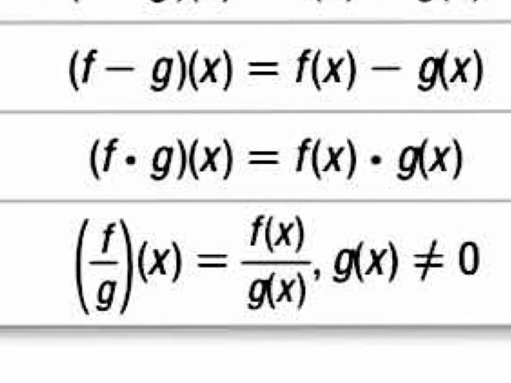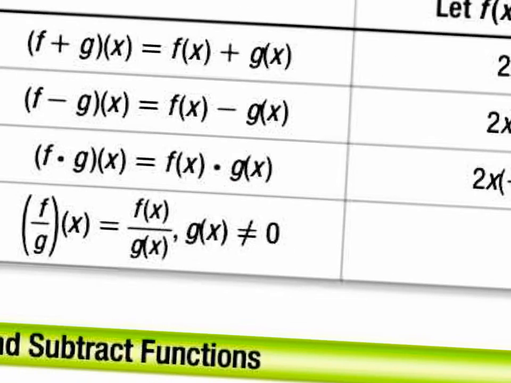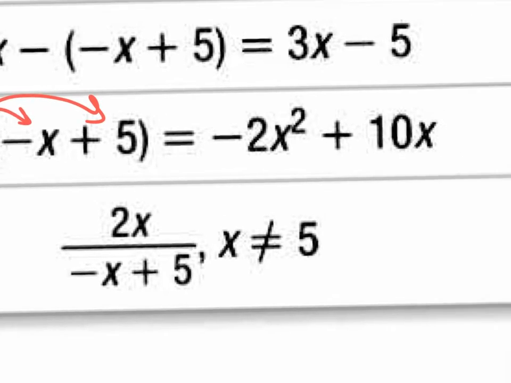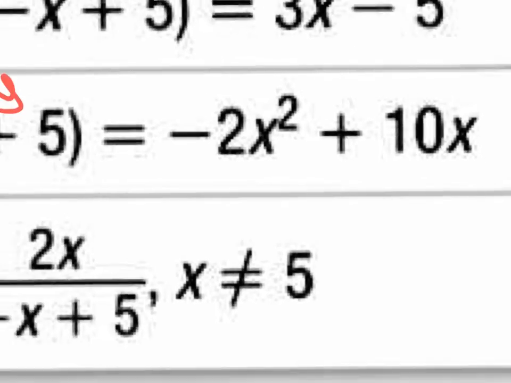Here's a notation that you might see: f times g of x. What does that mean? Take your f of x function and multiply it with your g of x function. So that really just becomes the f of x function, 2x, times the g of x function, which is a binomial, negative x plus 5. What are we going to end up doing here? Distributing, right? You just take that 2x, that'll be a negative 2x squared, and that'll be a positive 10x. So that's why the answer is negative 2x squared plus 10x.